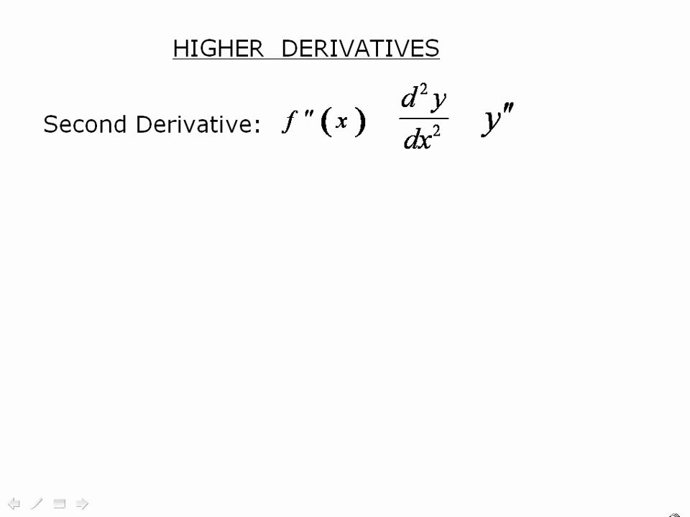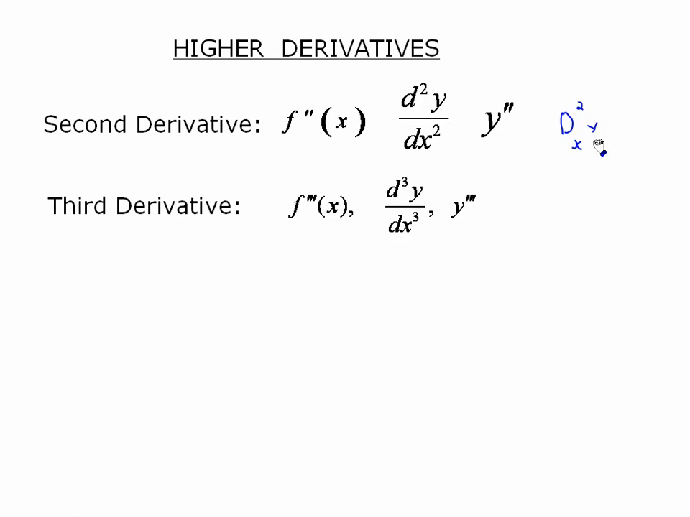And I guess I didn't write it on your notes, but you could also have D squared y x. I don't use this notation very often. And then the third derivative would be, predictably, f triple prime x, and then everything else goes the same way, including this.